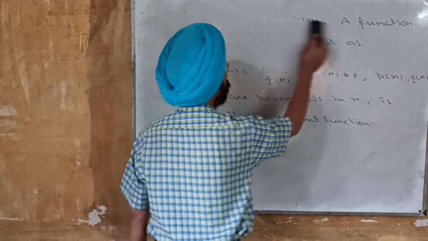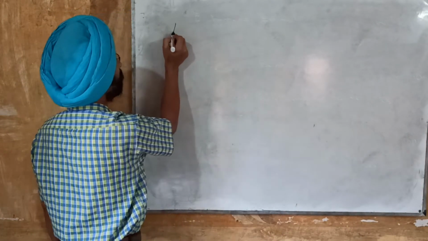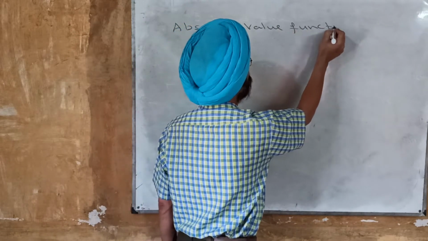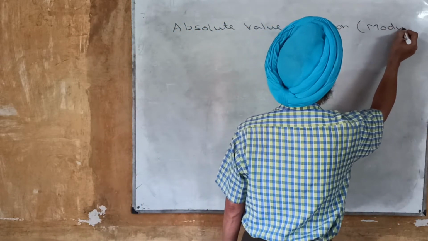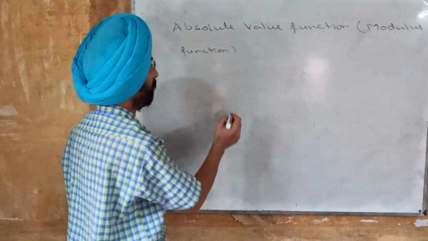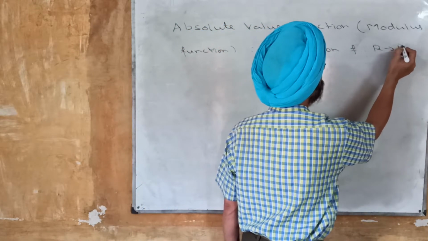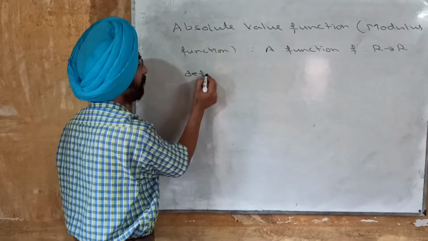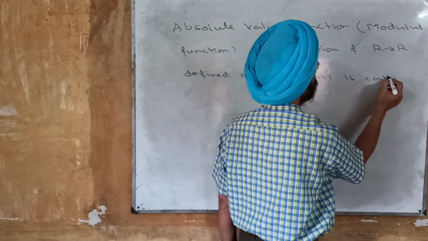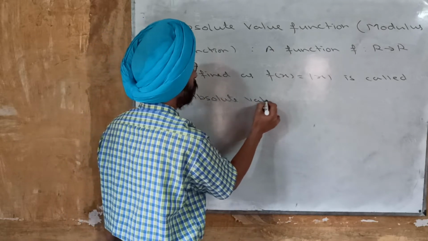And then we will move on to the next definition, and the next definition is the absolute value function, or you can also call it the modulus function. A function f from the set of real numbers to the set of real numbers defined as f of x is equal to mod x is called the modulus function or absolute value function.